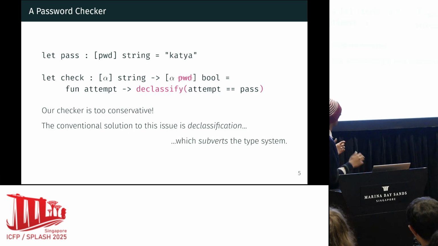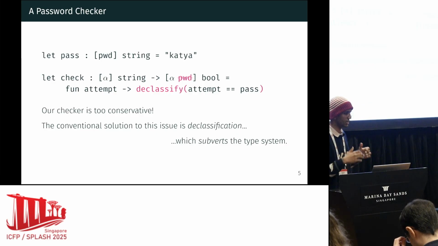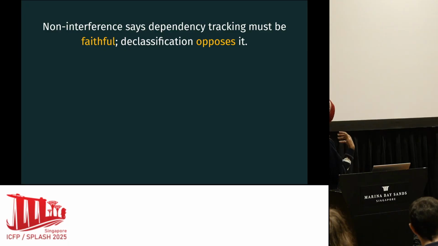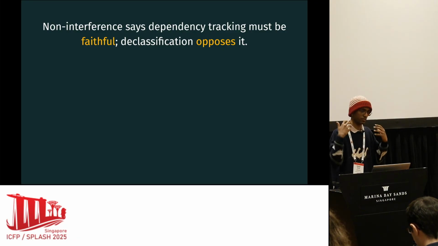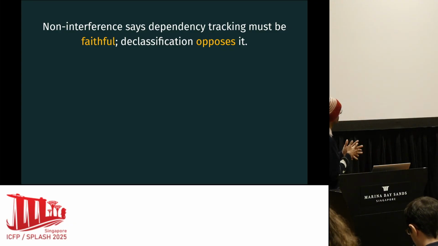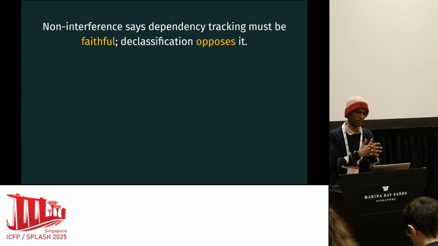But this is kind of unsatisfying as a PL person because this is just an unsafe cast, right? I'm massively simplifying, but at its most basic, it's some kind of unsafe cast. And there's this very conventional wisdom that non-interference, which is the core soundness property of information flow, which says that basically dependency tracking must be fully faithful to what the program actually does, is sort of in conflict with declassification. It's in conflict with writing practical programs.